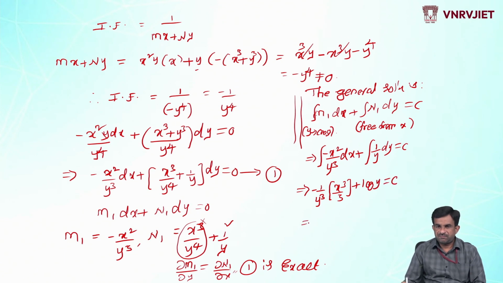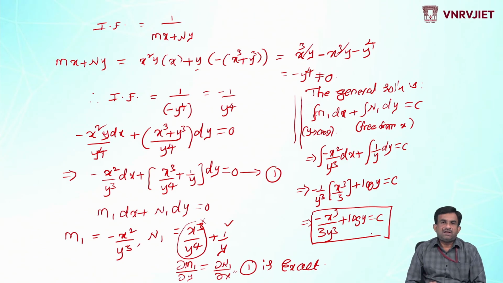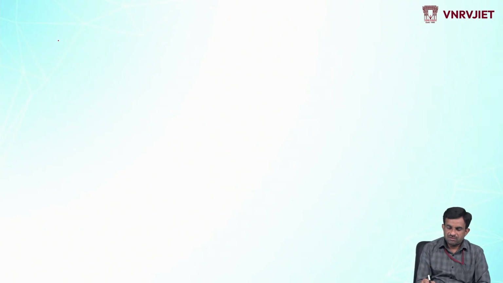Further you can also simplify this. This becomes minus x cube by 3y cube plus log y is equal to c. So this is the required solution of the given non-exact differential equation. This is about using method 1, how to find the solution of the non-exact differential equation. Now I will give you one homework problem. You can try this later.